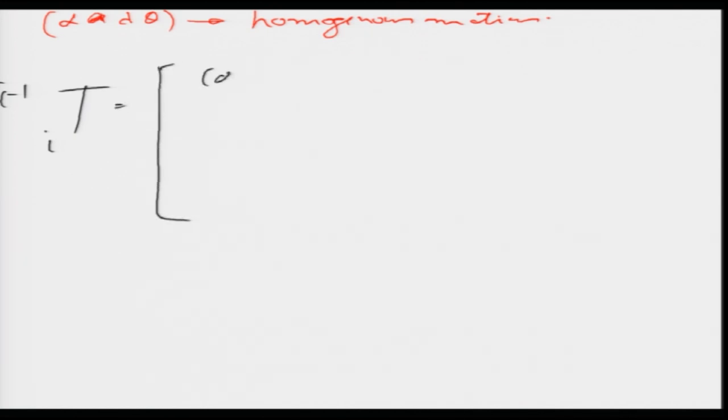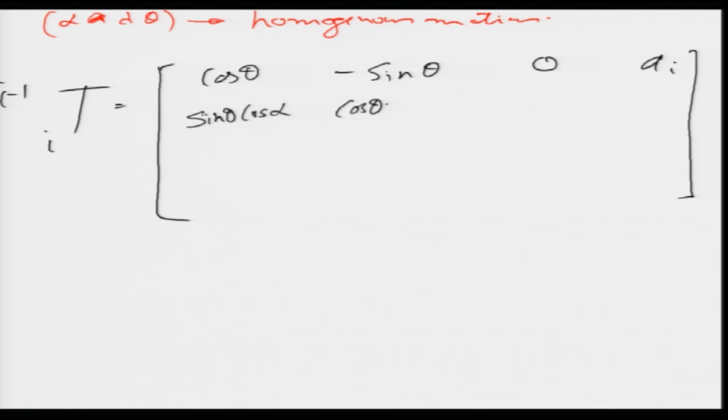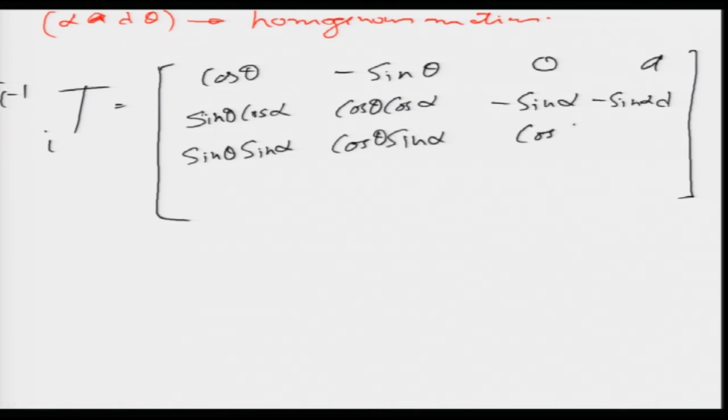So this is cos theta, minus sin theta, 0, ai, and then we have sin theta cos alpha, then cos theta cos alpha, minus sin alpha, minus sin alpha d here, and then the third row, which is sin theta sin alpha, cos theta sin alpha, and cos alpha, and d here, and the last row is always 0, 0, 0 and 1. So this is a generalized matrix which can take us from any frame to the previous frame.